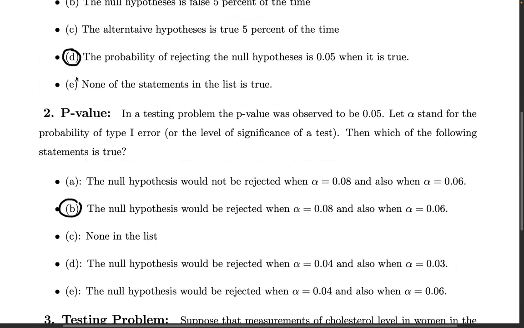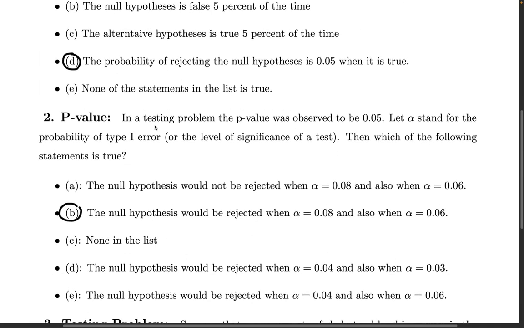Question 2. In a testing problem, the p-value was observed to be 0.05. Let alpha stand for the probability of type 1 error or the level of significance of a test. Then which of the following statements is true? So the correct answer here would be that the null hypothesis would be rejected when alpha is 0.8 and also when alpha is 0.06.